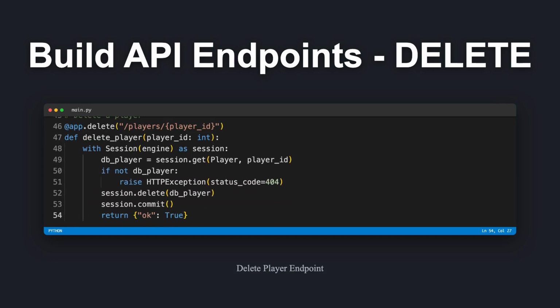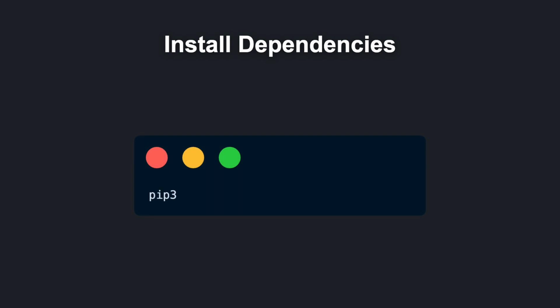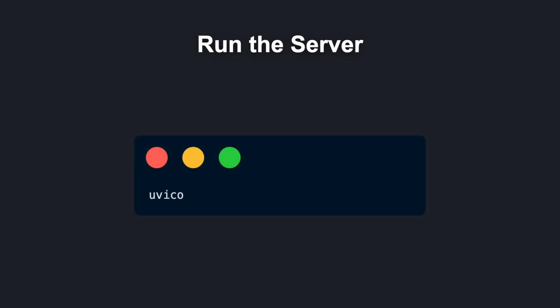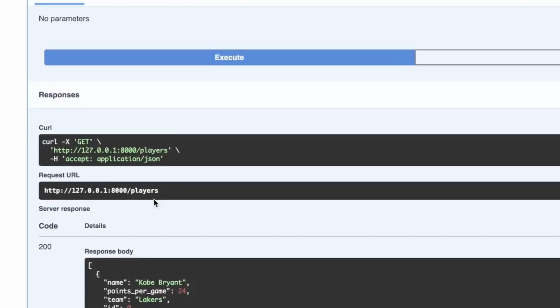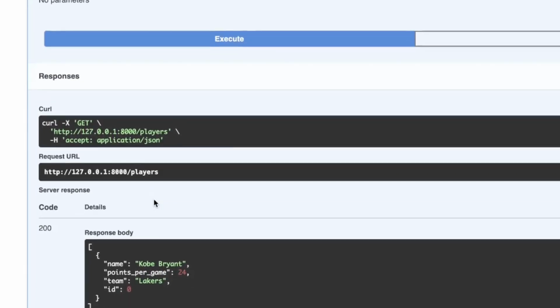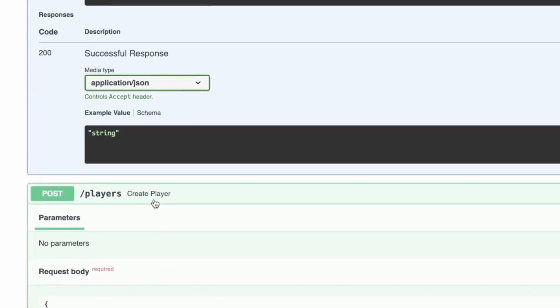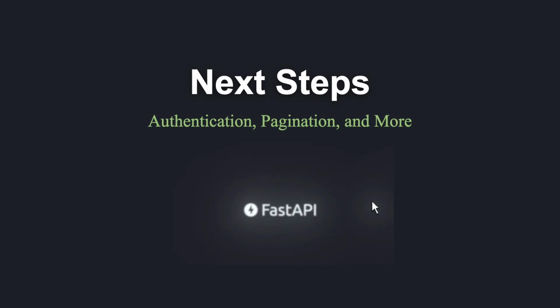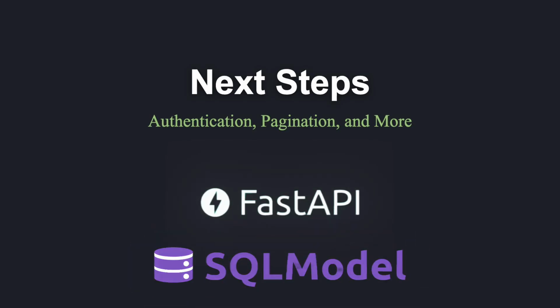After adding the endpoints, make sure to install SQLModel with pip and launch Uvicorn to start the server. We can test all of this using the built-in documentation. No extra setup is required. We can create, read, update, and delete players directly from the browser and immediately see the database reflect those changes. That's FastAPI with a real database using SQLModel.